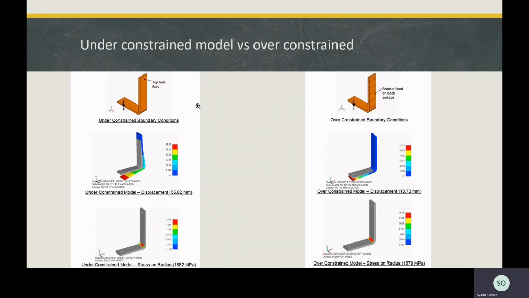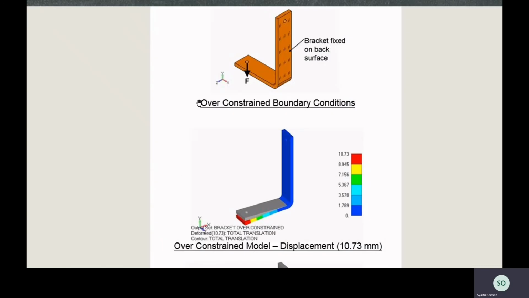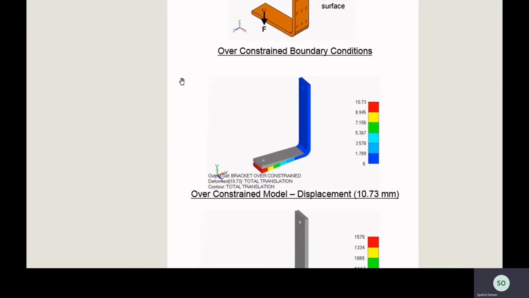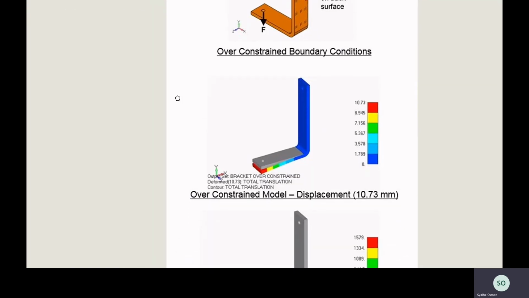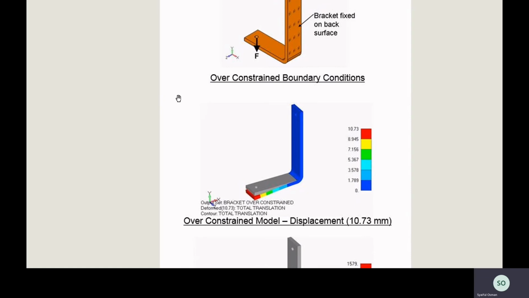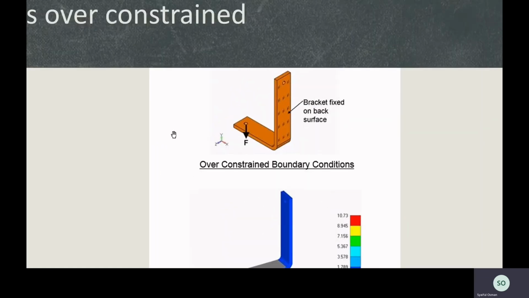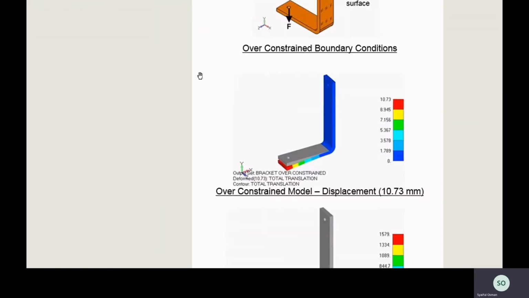And at the right here, we have an example of an over-constrained model. We can see here the back face of the bracket is fixed, and this will prevent bending on the vertical part of the bracket and thus will underestimate the displacement.